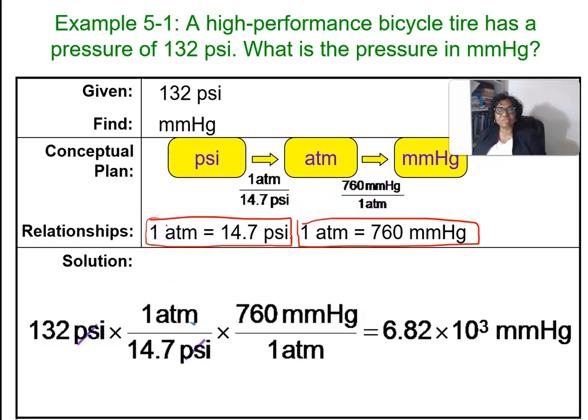So let's arrange it. So this is 182 pounds per square inch times the conversion factor to convert to atmosphere. Cancel pounds per square inch, then you multiply it by the conversion factor to convert atmosphere to millimeters mercury. So our answer is 6.82 times 10 to the third power millimeters mercury. Please, significant figures are very, very important. Make sure you know how to report your answer in the correct significant figures. Our answer should be in 3 significant figures.